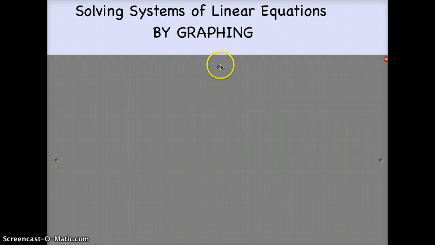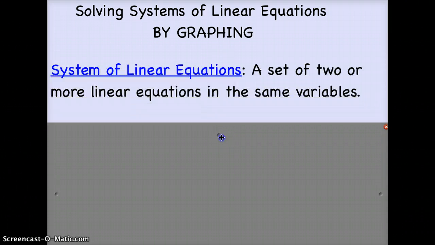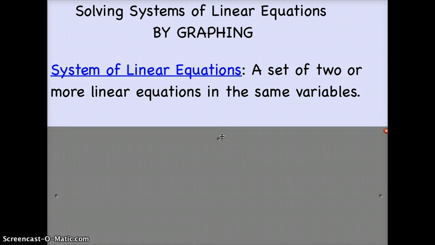So you're going to go ahead and start at the front of your foldable to fill in some definitions. So the first thing we have is the definition for system of linear equations. So write down system of linear equations. This is a set of two or more linear equations in the same variables. So basically just meaning you have at least two linear equations that have the same variables.